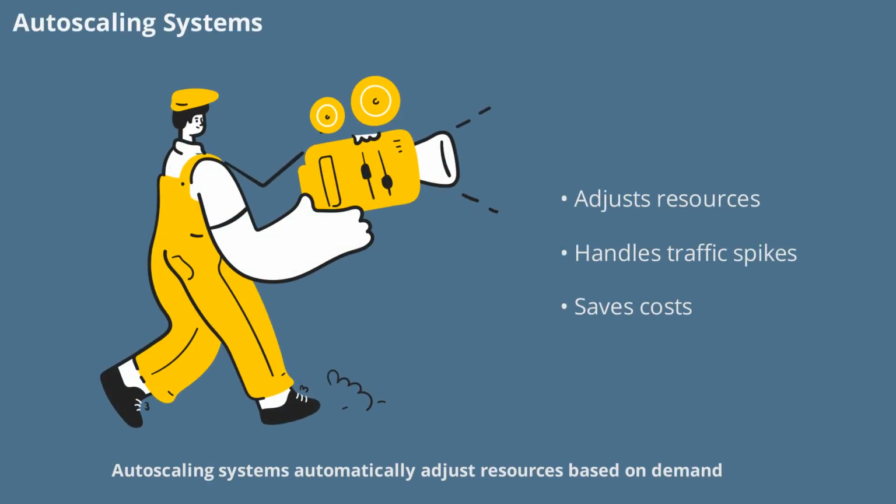Autoscaling systems automatically adjust resources based on demand. This ensures that applications remain responsive during traffic spikes and save costs during low usage. Real-world autoscaling solutions monitor metrics and scale resources up or down as needed.